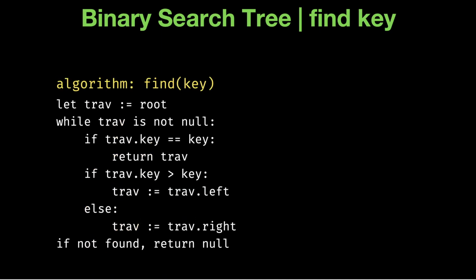Now we will begin discussing some of the algorithms, some of the operations in a binary search tree. First of all, we will discuss the find operation. This operation is basically done to find if a particular key exists.